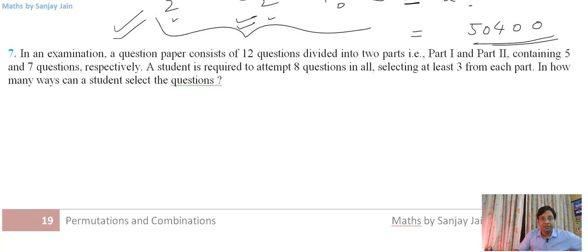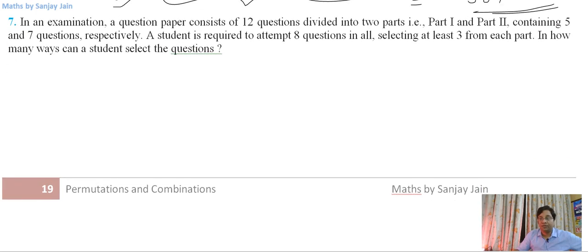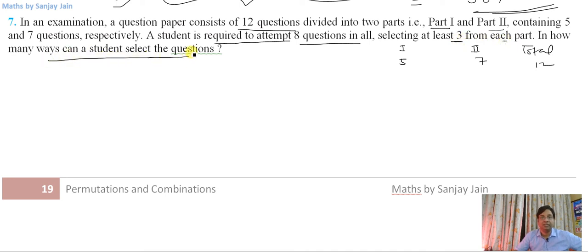In an examination, a question paper consists of 12 questions divided into 2 parts, part 1 and part 2, containing 5 and 7 questions respectively. So total 12 questions are there. In part 1 you have got 5, in part 2 you have got 7, and total there are 12 questions. A student is required to attempt 8 questions in all, selecting at least 3 from each part. In how many ways can the student select the questions?